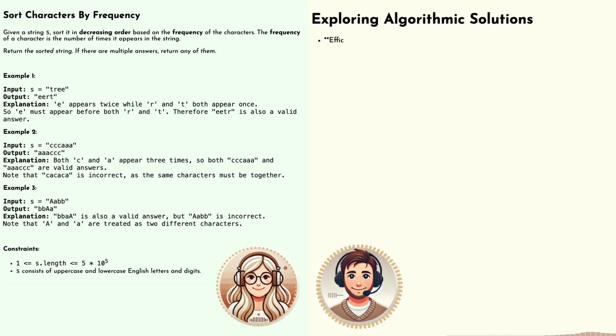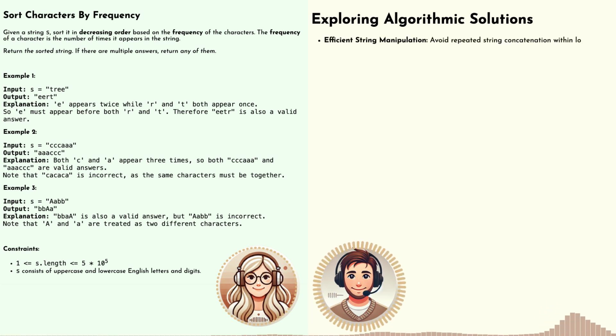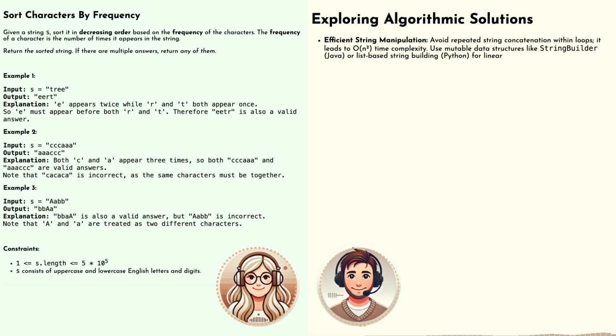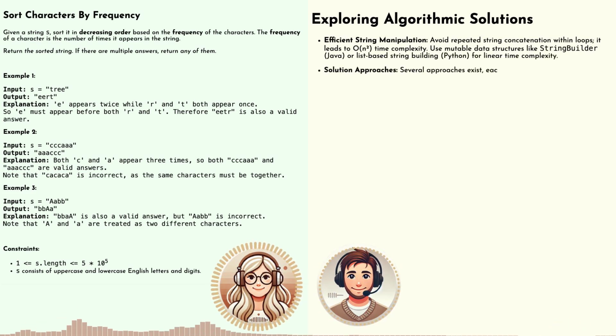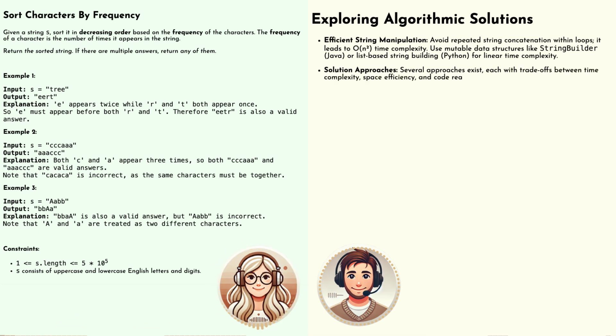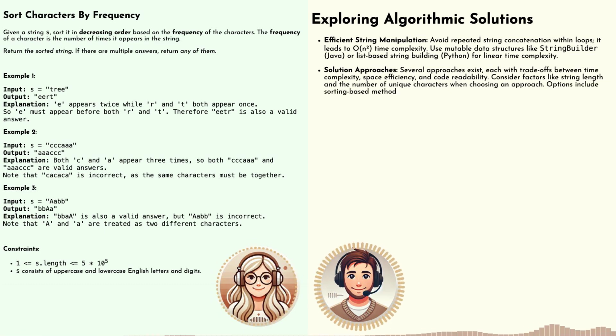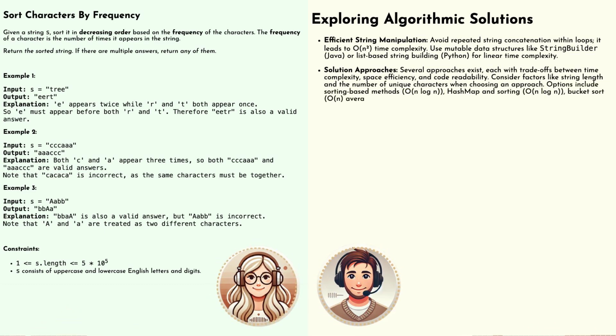Okay, so let's break down the problem itself first. You're given a string, right? Right. And the goal is to rearrange the letters so the most frequent character comes first. So if we had the string, let's say "tree", the E appears twice, right? Right. So it would come before the T and the R, which only appear once.